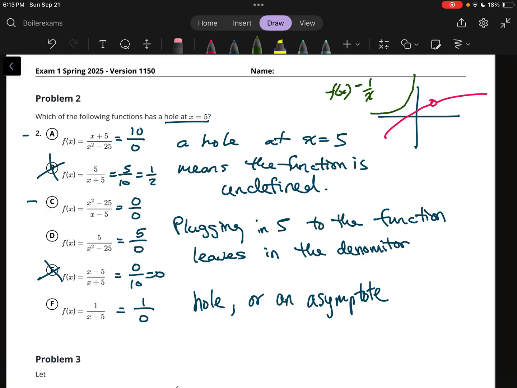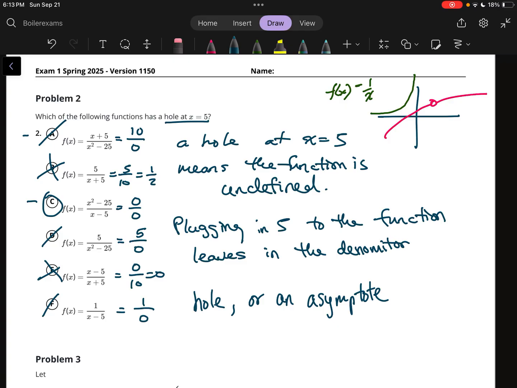So, the basic rule that we can remember is that when we plug in our values and we get a constant over 0, that means that there's an asymptote at that point. So, for example, for answer choice A, we get 10 over 0. That means that at x equals 5, there's actually an asymptote. So A is not the correct answer. Same with D and same with F. So C is the correct answer because we get 0 over 0.